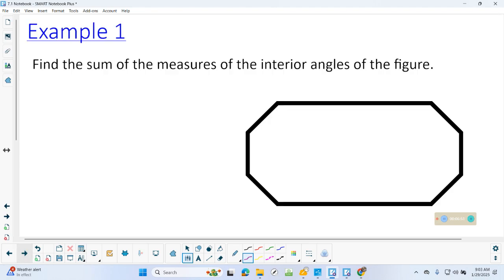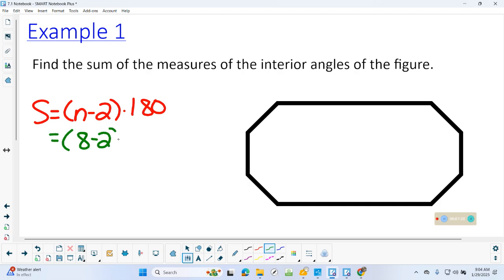Flip the page. Find the sum of the measures of the interior angles of the figure. Okay, so we are using that formula that you just had, n minus 2 times 180. Super easy. I'm just going to put the formula so it's in front of your face. Okay, here it is. Super hard. Get ready. Count the number of sides on the picture for me. How many sides? 8. So all we're going to do is put 8 in here for n.